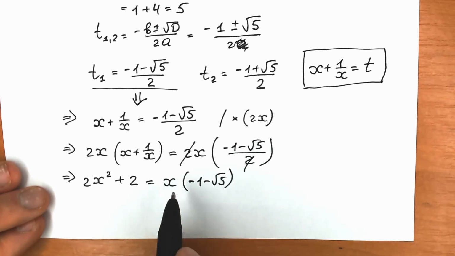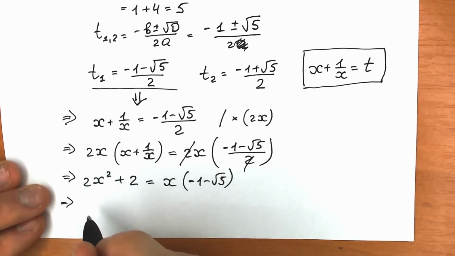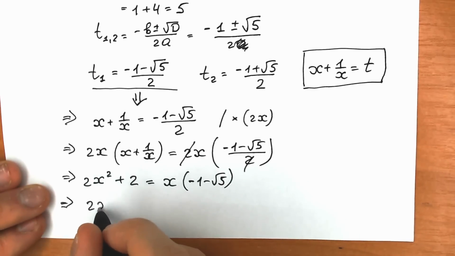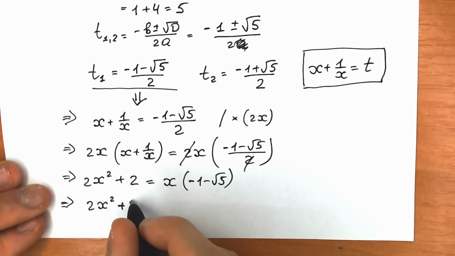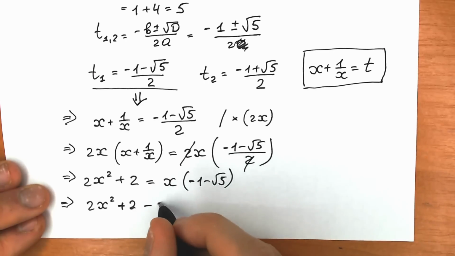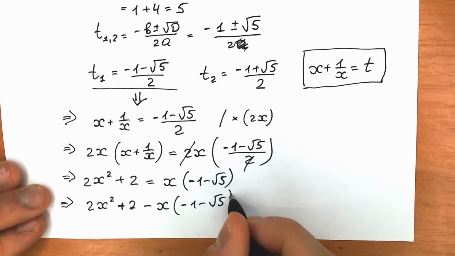Right now let's bring this x from our right side to left side. Let's do this right now. So as a result we have 2x squared plus 2, and minus this x times these parentheses, minus 1 minus square root of 5.